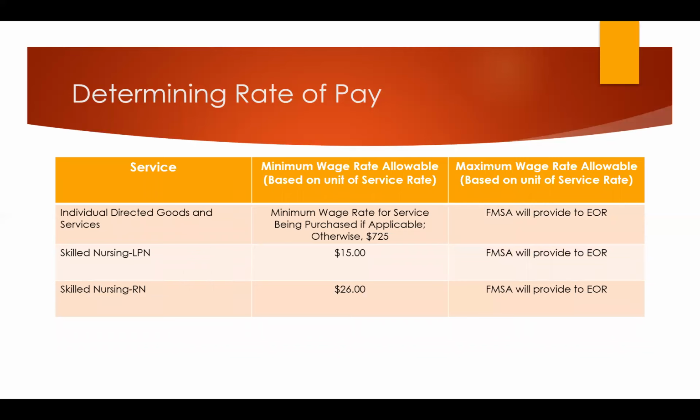The rates for individual directed goods and services vary based on the good or service. The minimum rate for skilled nursing LPN is $15 an hour. The minimum rate for skilled nursing RN is $26 an hour. Again, the maximum wage rate will be provided by the FMSA.